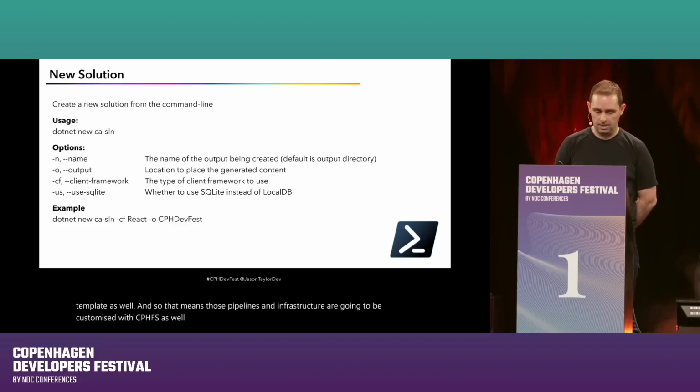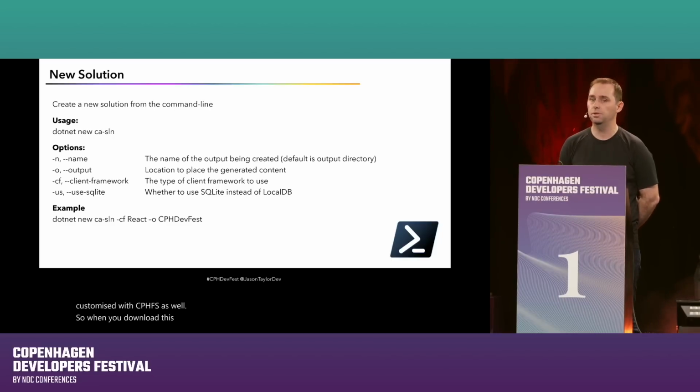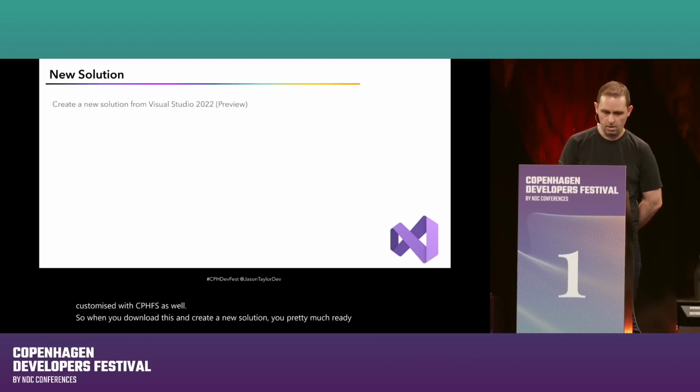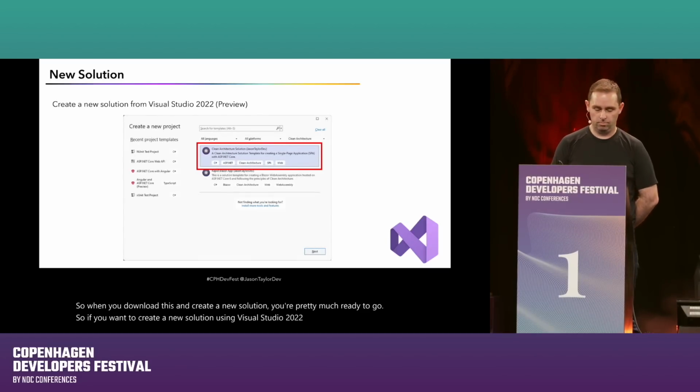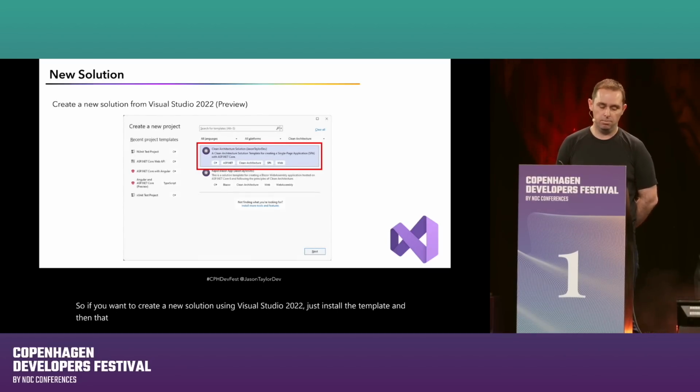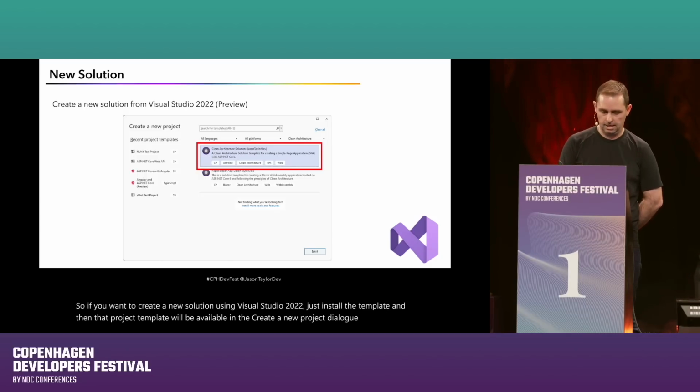So when you download this and create a new solution, you're pretty much ready to go. So if you wanted to create a new solution using Visual Studio 2022, just install the template, and then that project template will be available in the Create a New Project dialog. So very easy to get started.